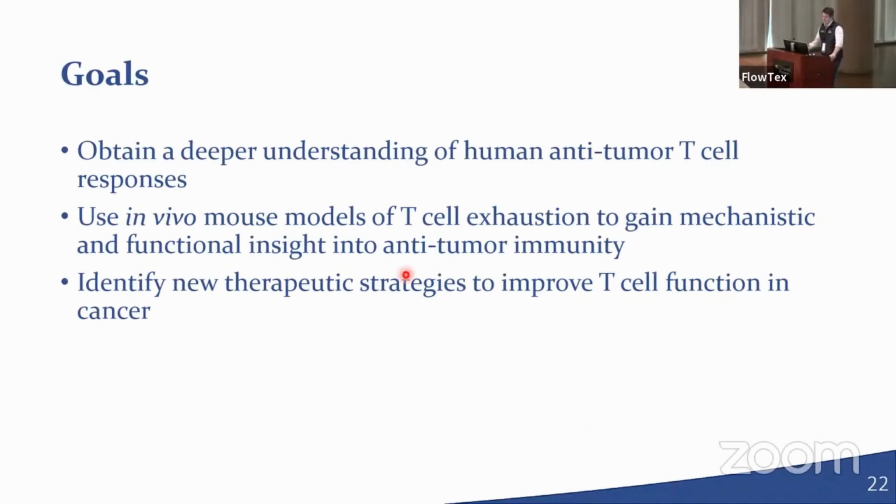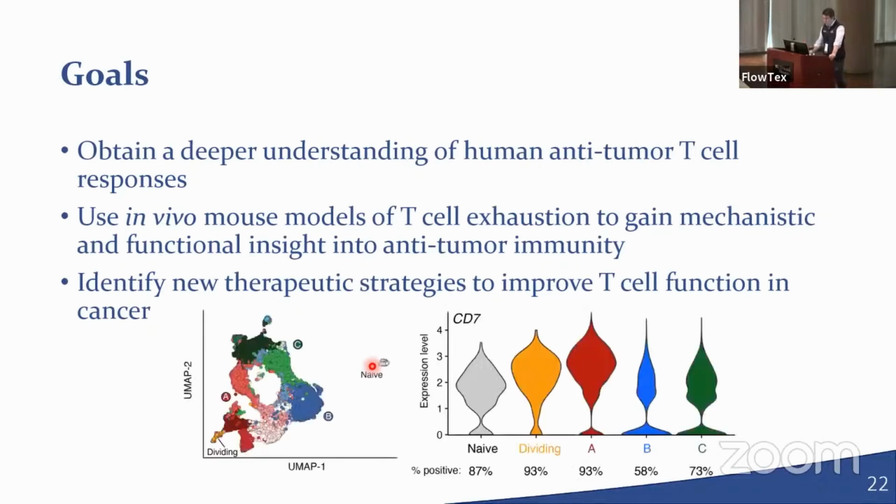And so we use a lot of in vivo mouse models of exhaustion as well. And our goal is to identify new therapeutic strategies that can improve T cell function in chronic viral infection and cancer. And so a lot of the things that we observe in these models, we take back to the mouse models. And that's what Sean's going to talk about.